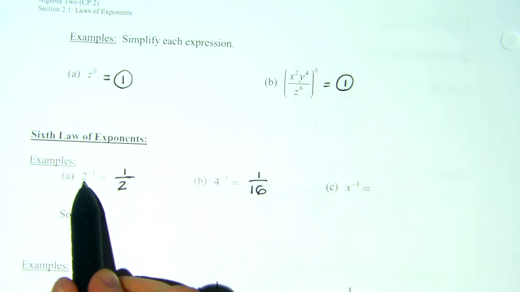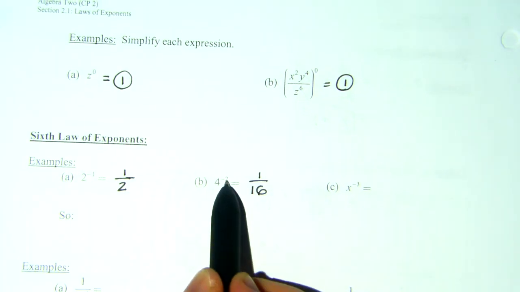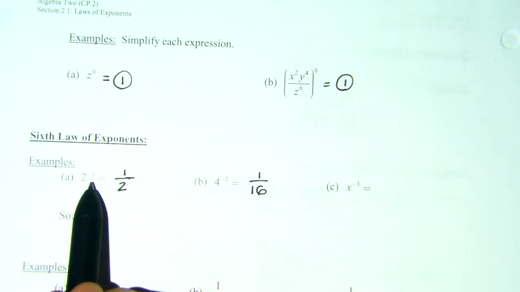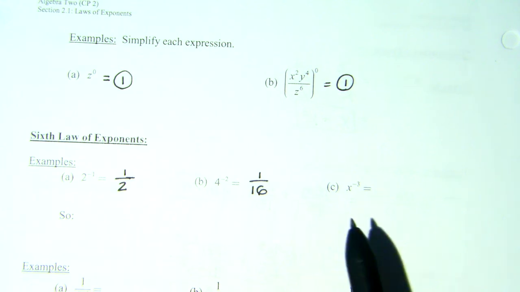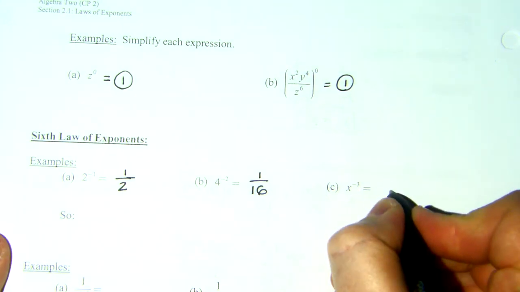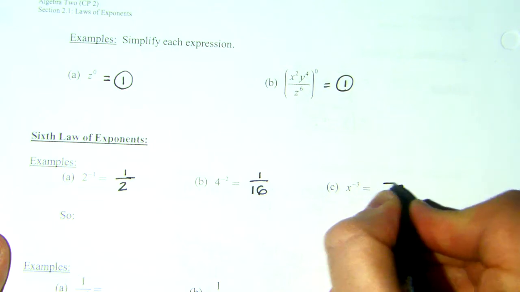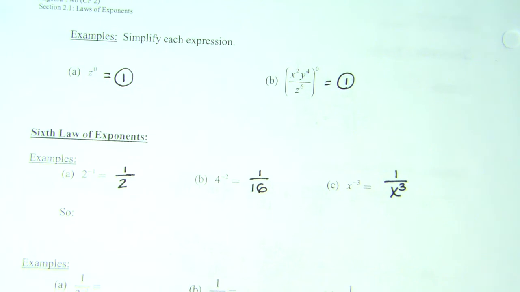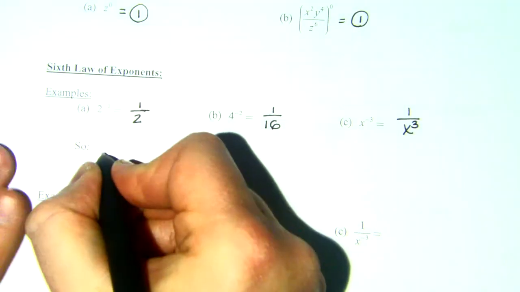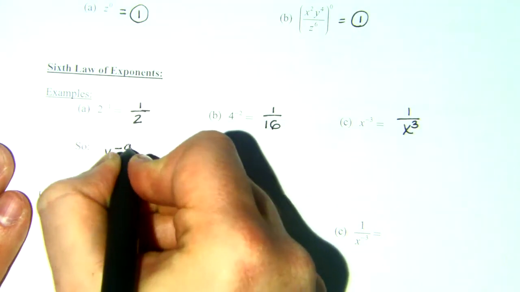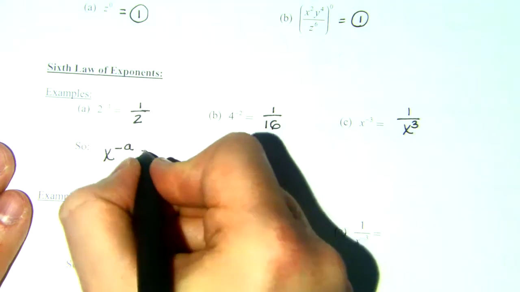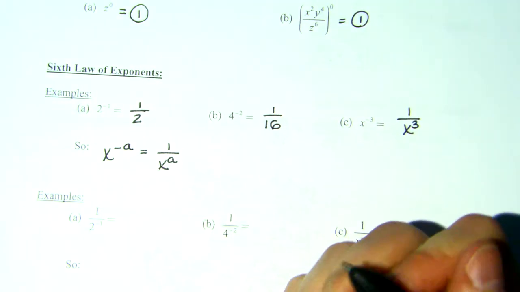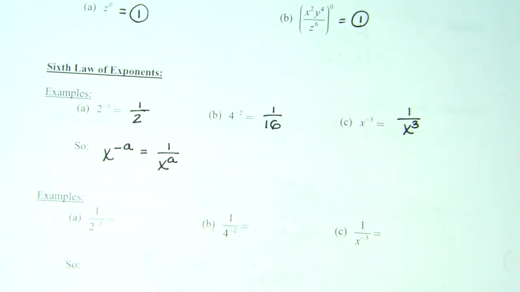Well, let's see, 2 to the first is 2. 4 to the second is 16. It's like I'm just doing the regular power and sticking the thing in the denominator. X to the negative 3 is just like saying x to the third in the denominator of a fraction, 1 over x to the third. Our sixth law of exponents says that if I have x raised to the negative a, if I have a negative exponent, this will be 1 over x to the a. Get that copy done.